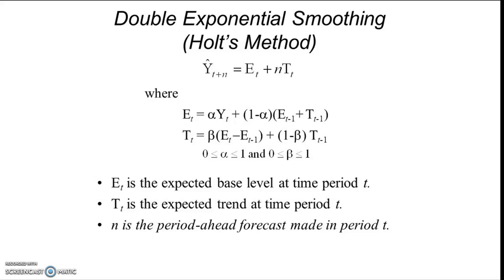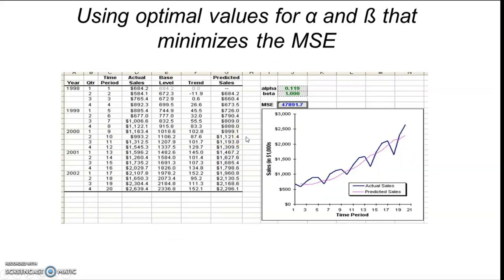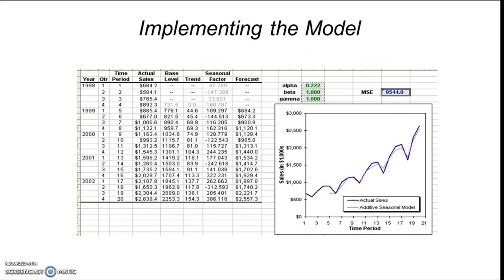This is double exponential smoothing, and this is Holt's method. And this is how we implement this model. Alpha is 0.5 and beta is 0.5, and MSE is 70,179.3. And here we have the actual sales and the predicted sales using these formulas. This is using optimal values for alpha and beta that minimize the MSE. And here we have the actual and the predicted sales. This is the trend. Here we have forecasting with Holt's model. Here we have how to implement the model.